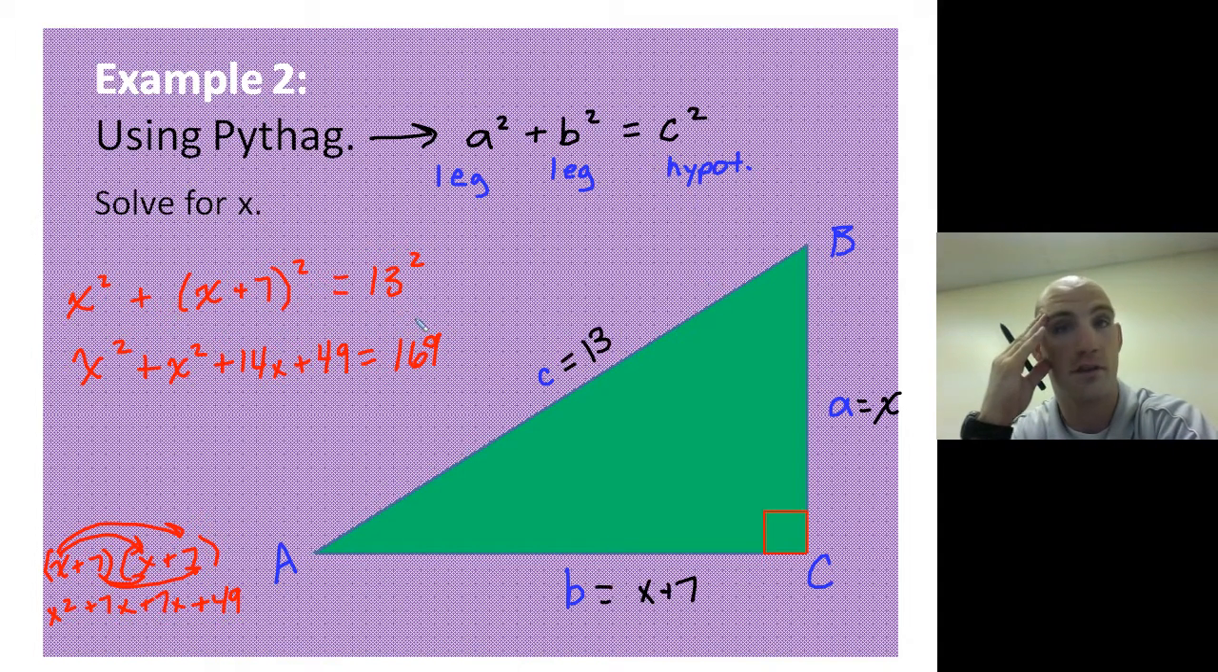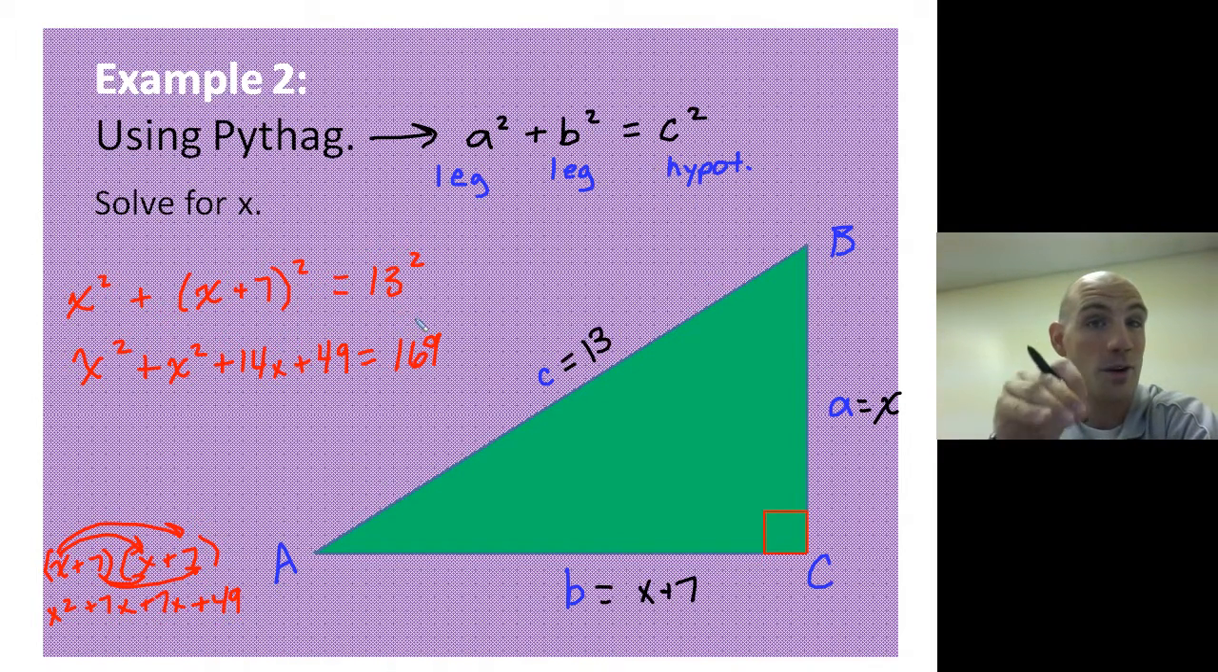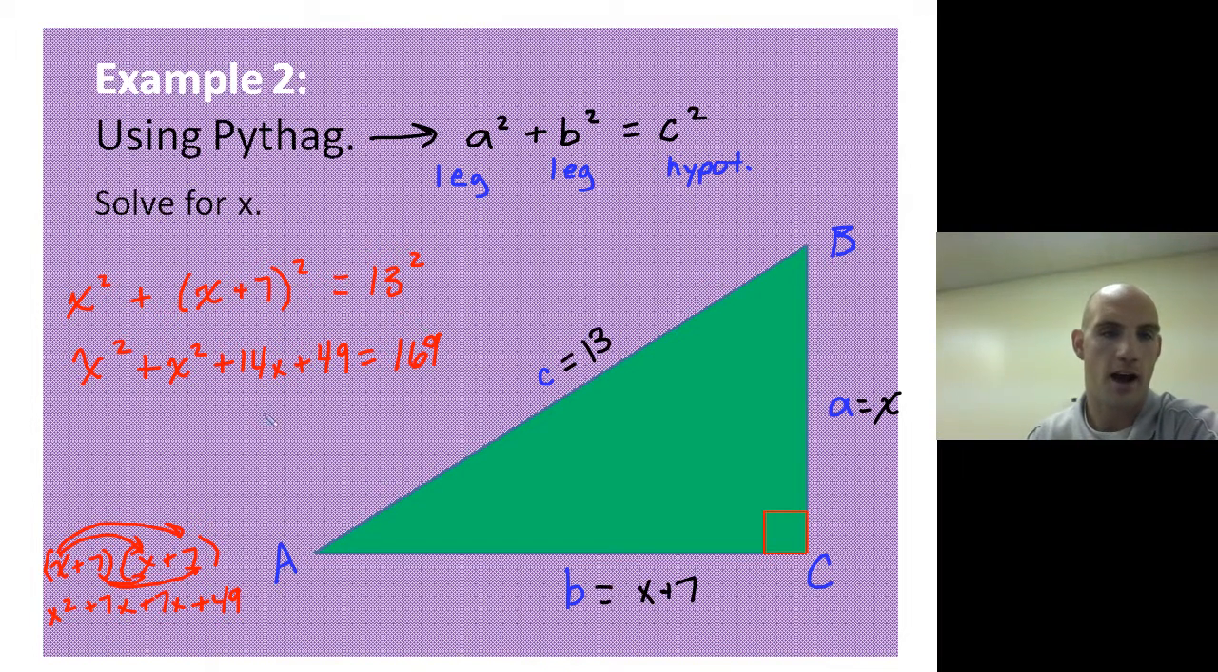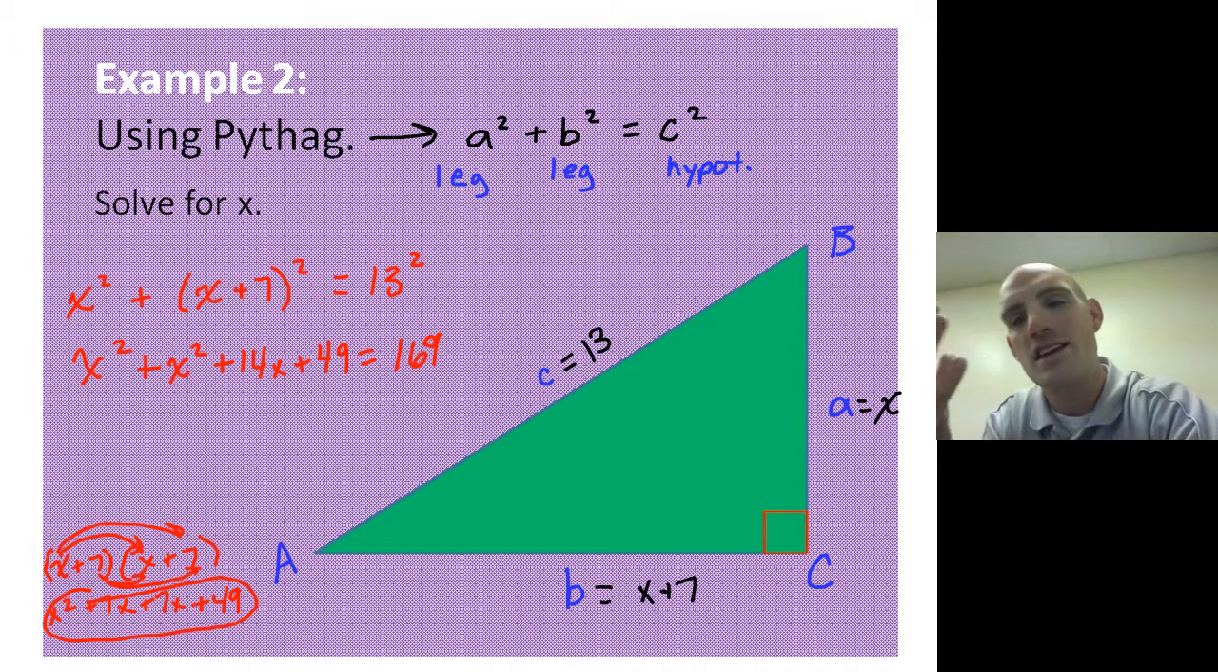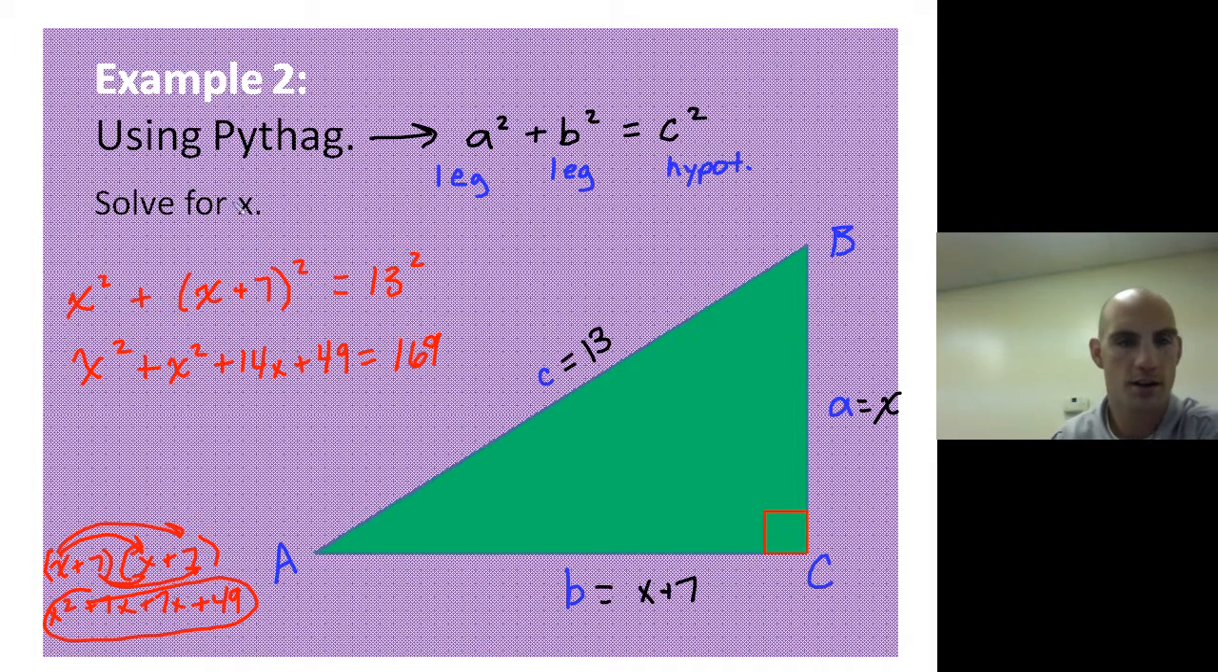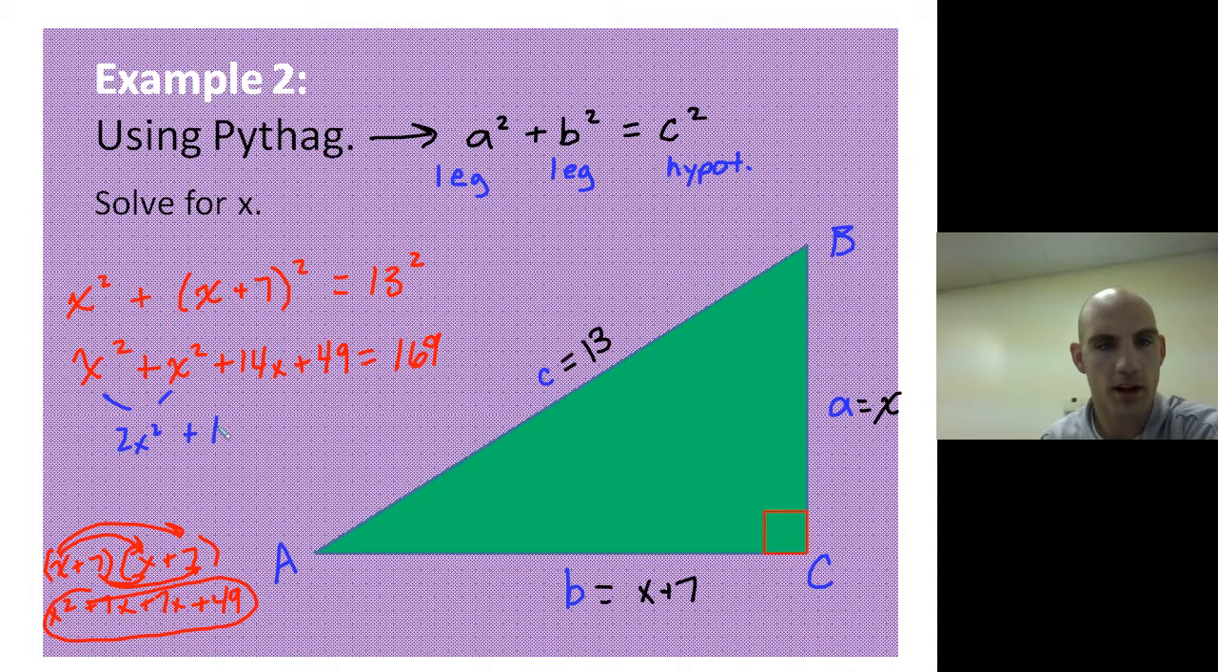You might not have stayed with me on that one. This might be a good spot to rewind because then you can see what I did there. I FOILed that middle term, that x plus 7 squared, and got this down here. Well, obviously, this is getting messy in a hurry. So let's see if we can combine like terms. Let's look at what we get. This gives me 2x squared plus 14x plus 49 equals 169.